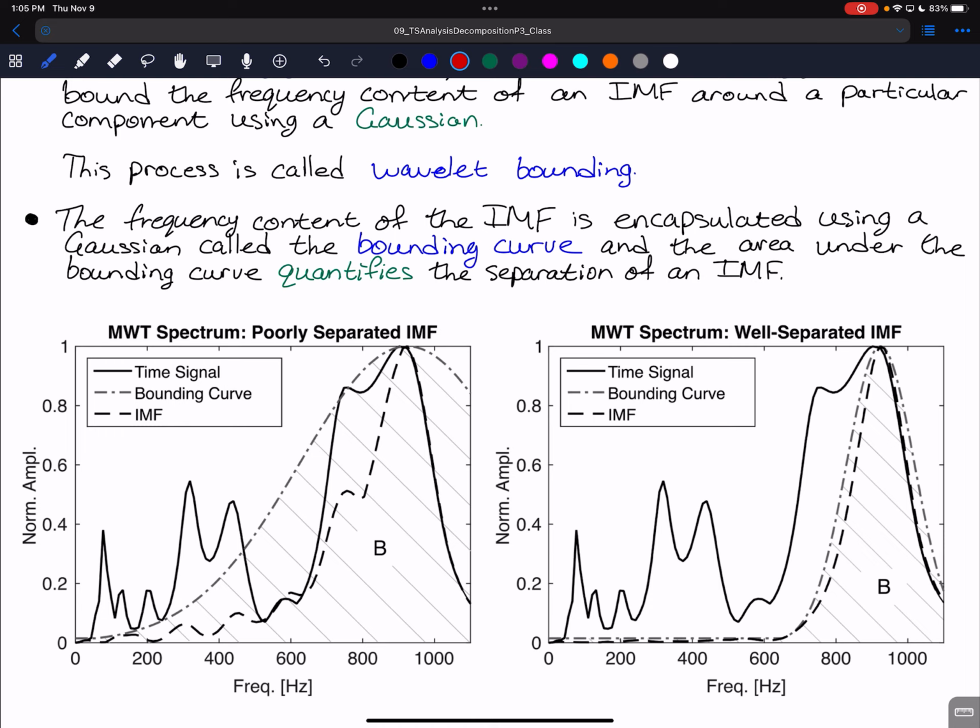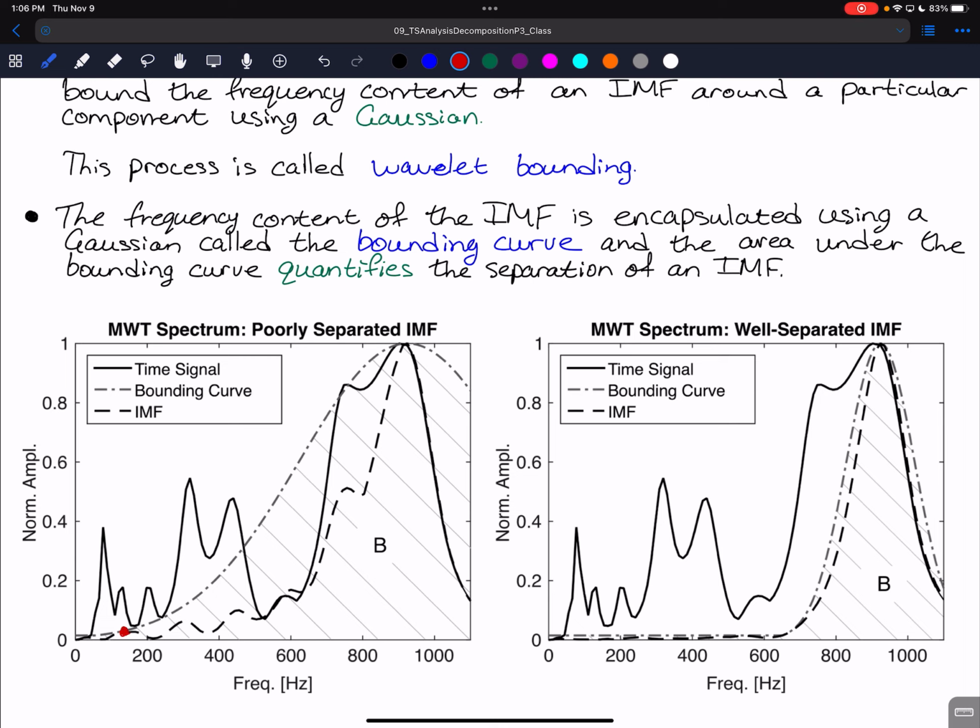And so if we do that for the poorly separated IMF, you can see here that this Gaussian has to bound all of the content in the maximum wavelet transform, hence why it intersects over here and up here. As a result, that is a relatively large area, whereas on the right here, it will intersect over here, and then it intersects right here. And so on the right, the area is going to be smaller than the area on the left, and this then allows us to quantify that. And then this serves as our metric for optimization. The goal is to minimize B by optimizing the masking signal that we use.